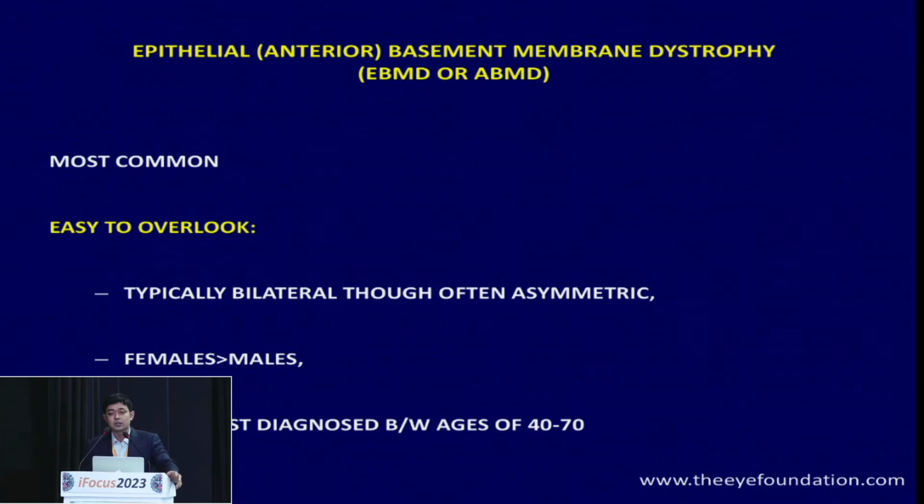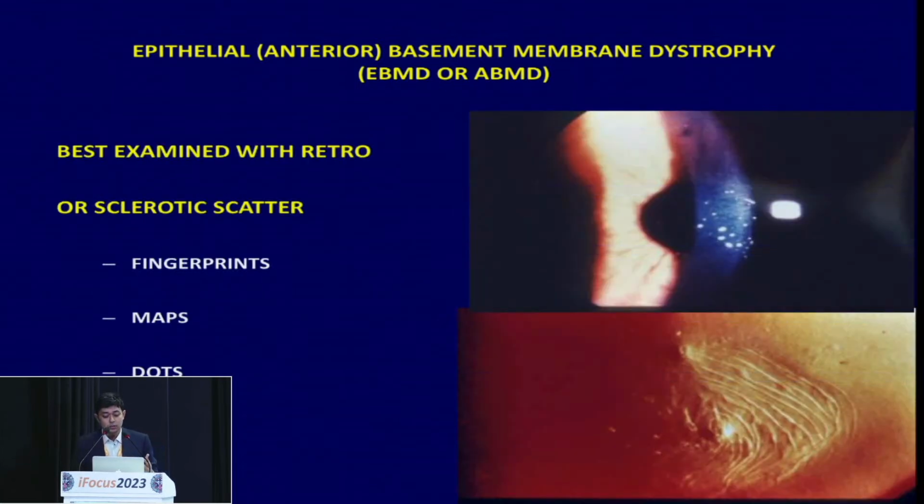So let's go on to the most common and the first dystrophy, which is the epithelial basement membrane dystrophy. Now the epithelial basement membrane dystrophy is very, very common, but very often missed, because it has very subtle presentations, and only if a patient is symptomatic because of recurrent corneal erosions are they even diagnosed very often. They can present as micro dots, or you can have whorls in the form of a fingerprint, or you can have a very geographic-looking appearance on the cornea, which is what we call maps.